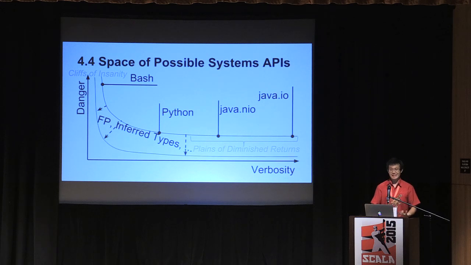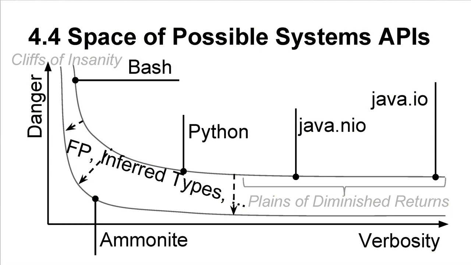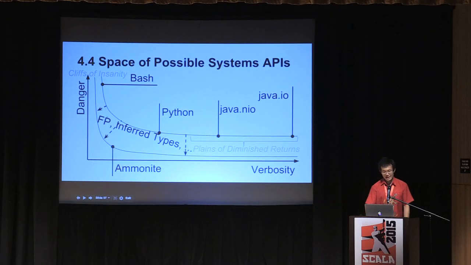So this actually lets you push the whole curve. And I would say Ammonite falls somewhere here. Less than twice as verbose as bash. Bash is somewhere here, Ammonite's here. While still being more safe to use and less dangerous than any of the existing alternatives.